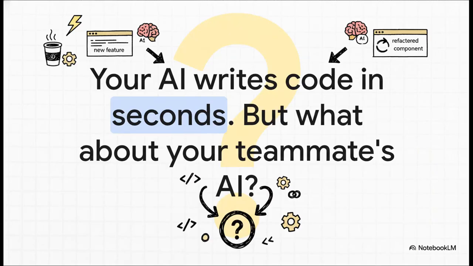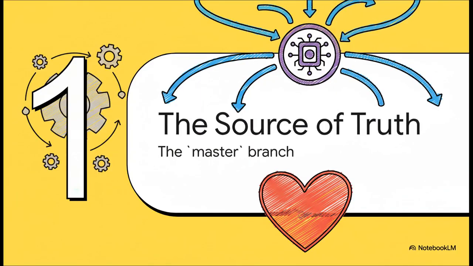So picture this. Your AI just spit out a brand new feature in like seconds. Amazing, right? But what happens when your teammate's AI just rewrote the exact same part of the code? You've got two super fast, super smart changes. How on earth do you combine them without the whole app just blowing up? To figure that out, we got to start at the very center of it all.